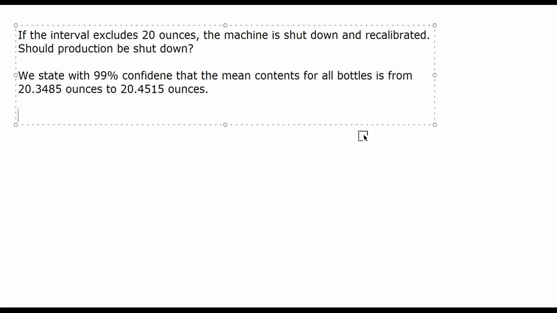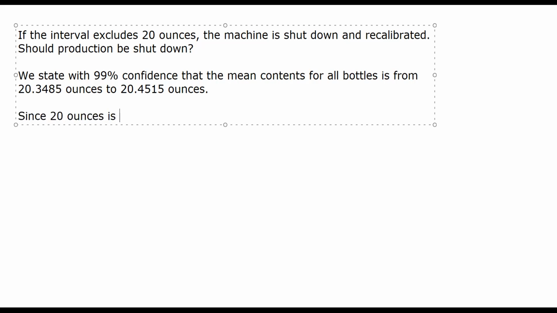The problem stated that if the interval excludes 20 ounces, the machine is shut down and recalibrated. And the question is, should production be shut down? Well, here's the interpretation of our confidence interval from the previous page. We state with 99% confidence that the mean contents for all bottles is from 20.3485 ounces to 20.4515 ounces. Notice that 20 does not fall in that range of values.